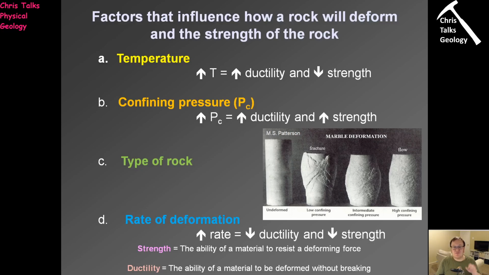When you increase the rate, because you're pushing it too quickly now, the material does not have time to accommodate the force, and so its ductility drops, so it can break more easily, and its strength also decreases. So if you want to deform something at a very high rate, your material is going to be more likely to break. Okay, so these are the 4 variables which essentially will affect the strength of your rock.